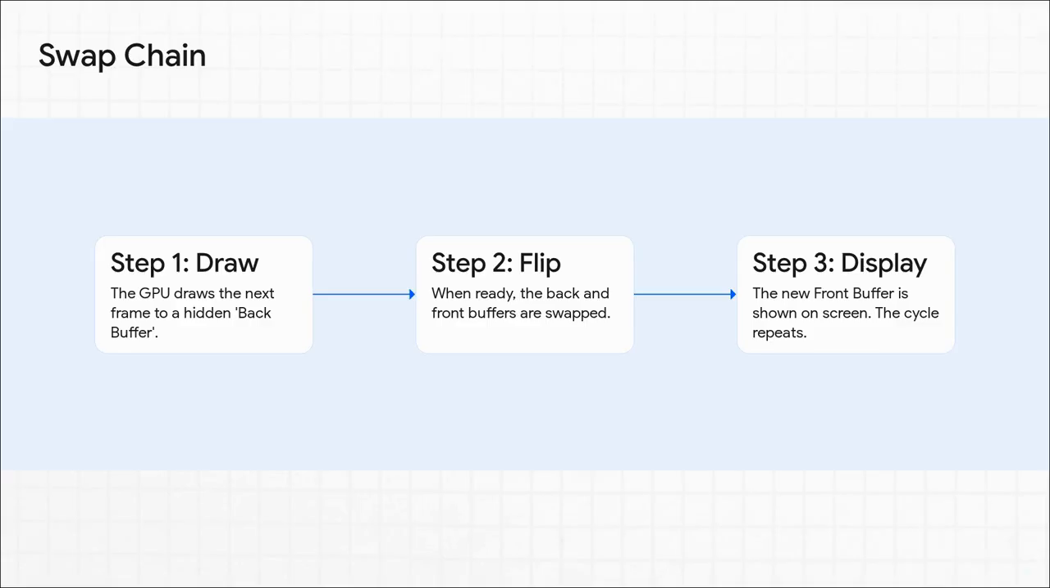DirectX fixes this with a clever trick called a swap chain. See, the GPU never draws directly to the screen you're looking at. It works on a hidden canvas called a back buffer. Once that frame is 100% finished, the system does a near-instant flip, and that hidden buffer becomes the new visible one. It's like a magician swapping cards so fast you never see the switch. And it guarantees you only ever see perfect, complete frames.